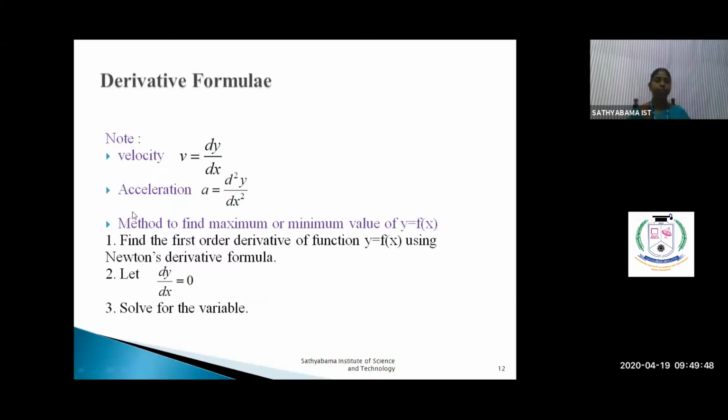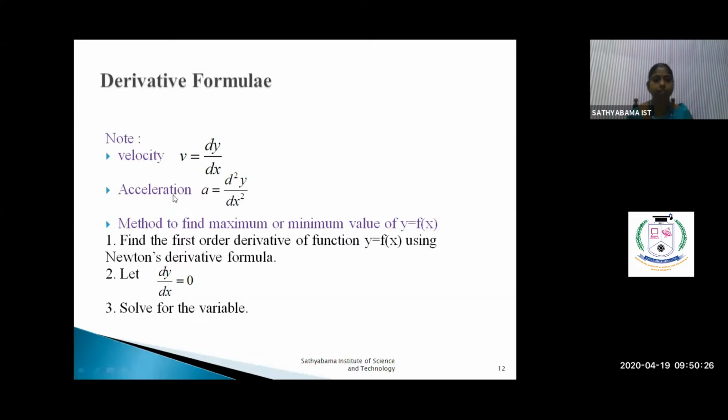Apart from that, suppose you want to find the velocity. You know what velocity is: V equal to the rate of change of displacement or distance, V equal to dy by dx. So if we want to find the velocity of any moving particle, you can use this formula V equal to dy by dx, the first order derivative. It depends on the x values. If x is near the beginning, I can use the forward difference derivative formula. If x is near the end, I can use the backward derivative formula.